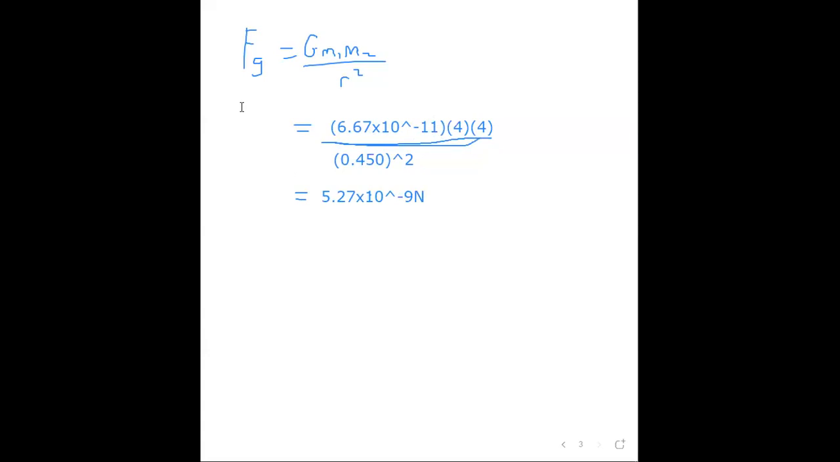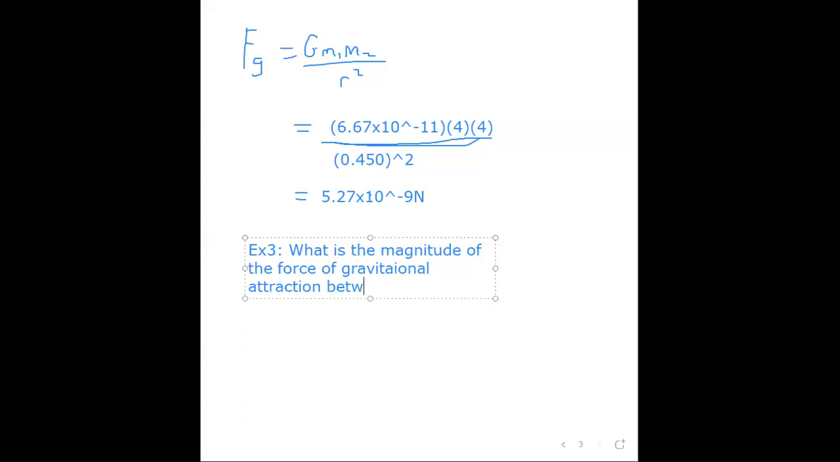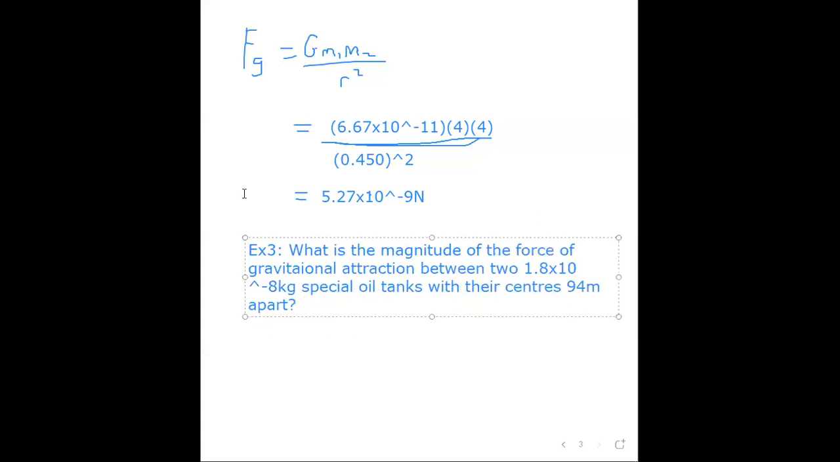Okay, so what we have here is this question that says, what is the magnitude of the force of gravitation attraction between 1.8 times 10 to the 8 kilogram oil tanks with their centers 4 meters apart. Okay, so this question basically says that you have these two oil tankers separated by some distance. What is their force of attraction between the two objects?